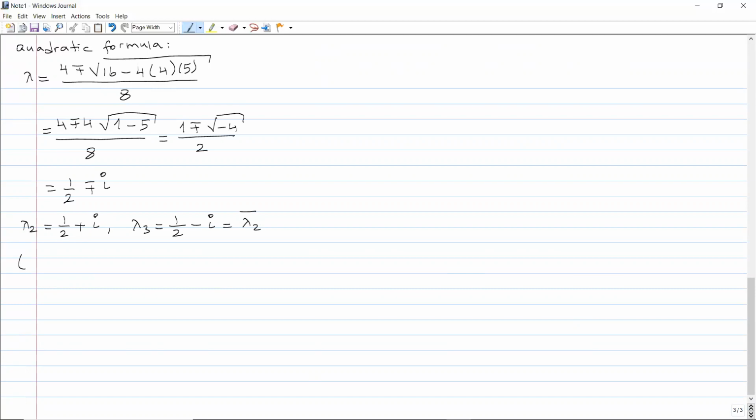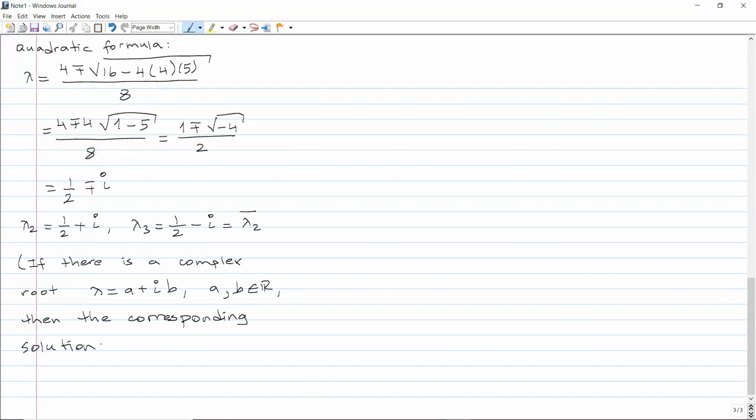Remember what we do if there is a complex root. Lambda equals a plus i times b, where a and b are real numbers. Then the corresponding solutions are, we use the real part, the number a, to write our exponential function, e to the at, and we use the imaginary part, number b, to write the trigonometric functions, cosine bt, and we also have sine bt.